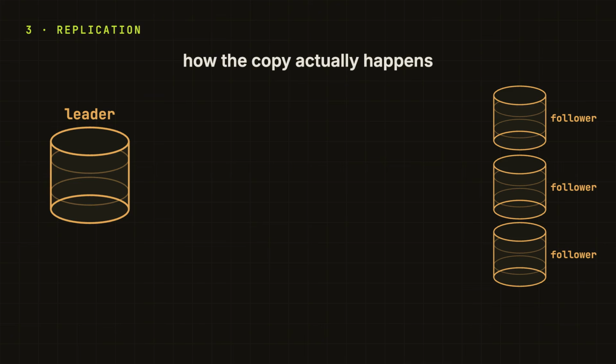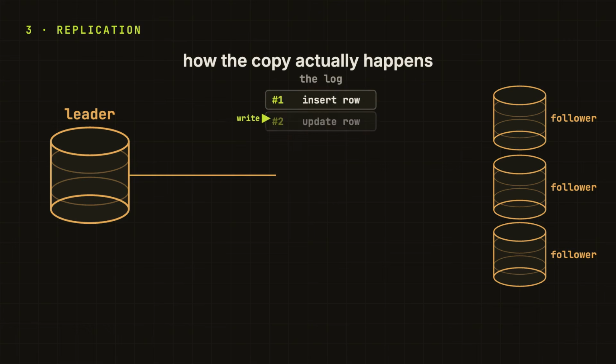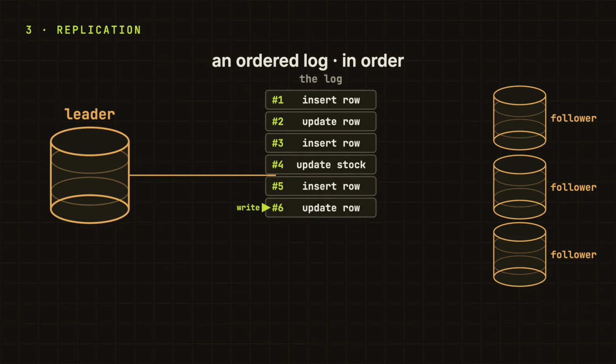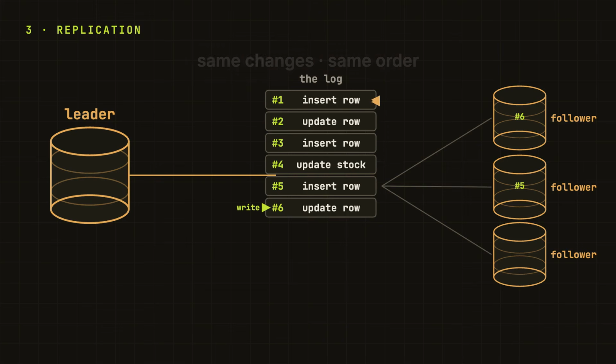And how does that copying actually happen? The leader writes every single change it makes into an ordered log. Insert this row, update that one, in order, and each follower stays connected to the leader, reads that log as it grows, and applies the exact same changes in the exact same order. So a follower is not guessing, it is replaying the leader's history.